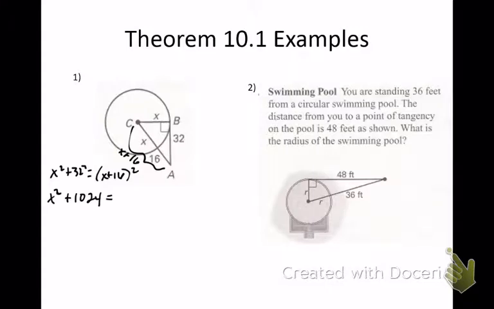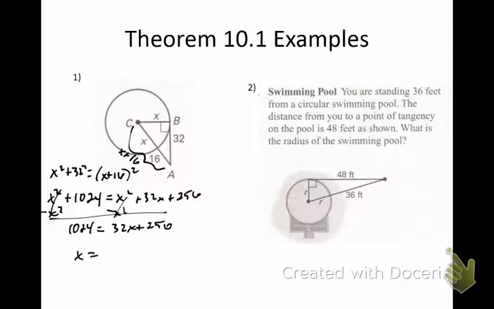Equals, and when you square x plus 16, you should get x squared plus 32x plus 256. And if you need me to go through that, come see me. Now, good news is when we subtract x squared from both sides, these x squareds add to 0. So we're left with this equation here. Subtract 256, divide by 32, and x ends up being 24.